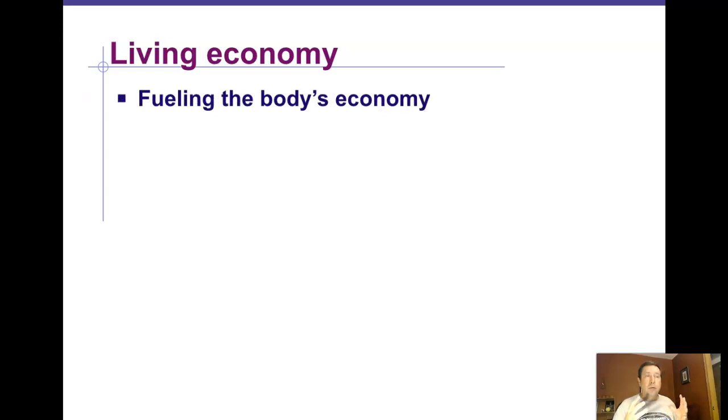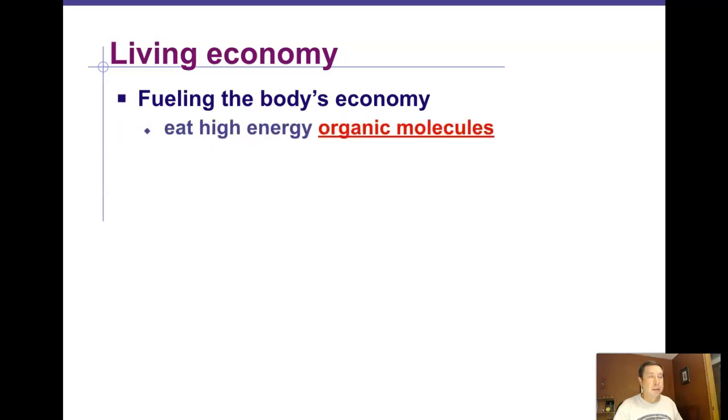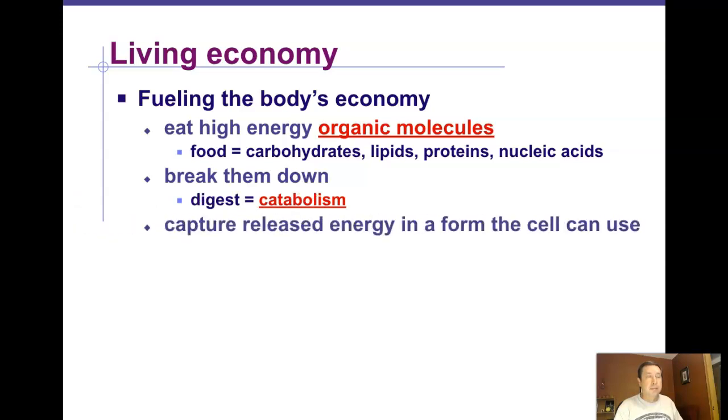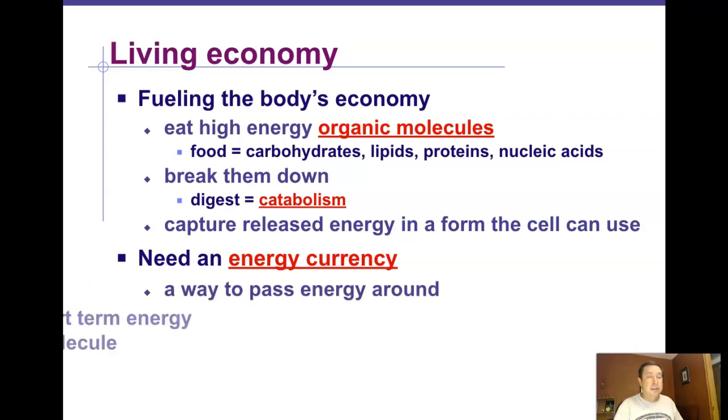So the economy, the energy economy of the body is ATP. To produce ATP, you need to eat high energy organic molecules. Foods like carbohydrates, lipids, proteins, nucleic acids. Break them down through catabolism. Capture the energy in a form that the cells can use. And that form, that energy currency that cells can use, is ATP.